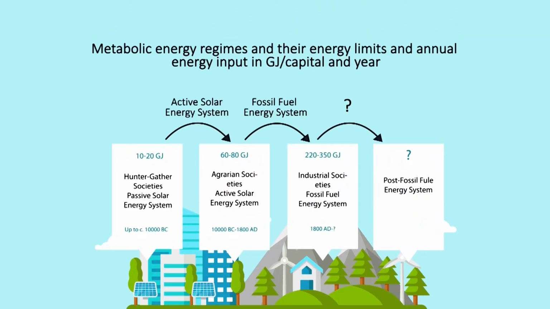However, at the end of the 20th century, the world economy was based entirely on fossil fuels. And the world experiences an ecological crisis because of the negative external effects caused by the enormous energy surplus of fossil fuels. You will see here how tremendously the per capita consumption of energy has increased in human history. As you will see in these metabolic energy regimes, from hunter-gatherer societies we used to have 10 to 20 gigajoules. Then in the agrarian society, with the active solar energy system, per capita energy is 60 to 80 gigajoules. Then industrial society, 220 to 350 gigajoules.